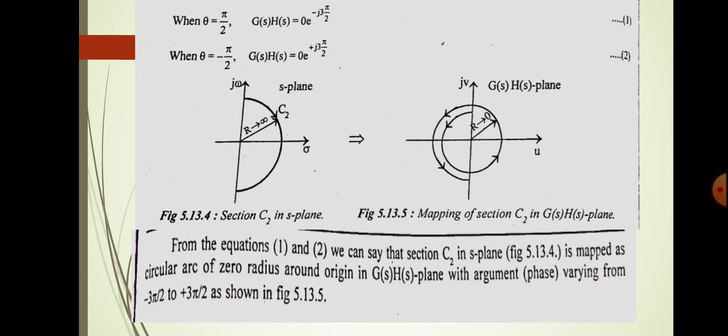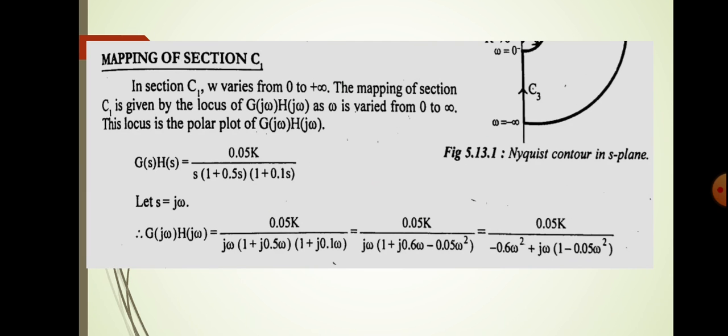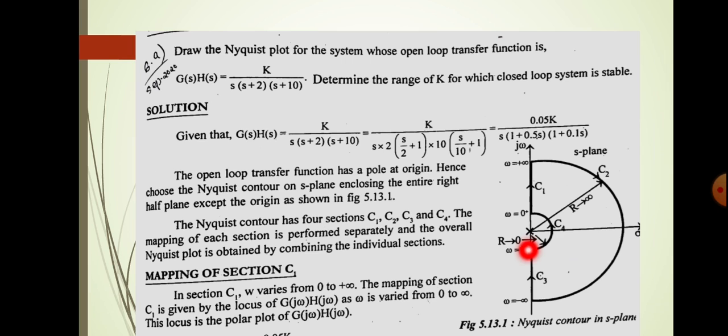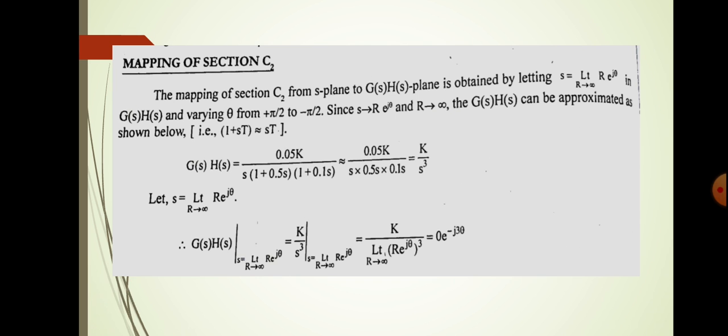So the next section, once we draw the C2 section, is the C3 section. C3 is going from minus infinity to 0 minus. That means this is a linear section. That is why it is located on the imaginary axis. So we are taking omega equal to minus infinity to 0 minus. So next our consideration is section C3.